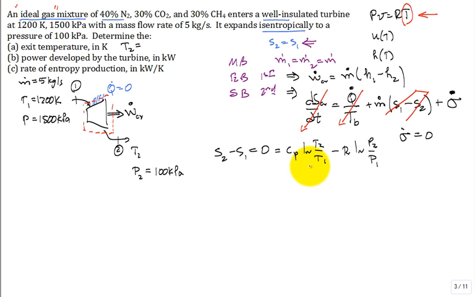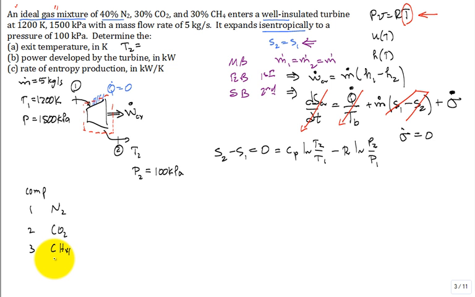I have to do a little work. Okay, let's do this. Let me set up a table. I'll put the species or component. Component 1, 2, 3, what is it? It's nitrogen, it's carbon dioxide, it's methane, CH4.